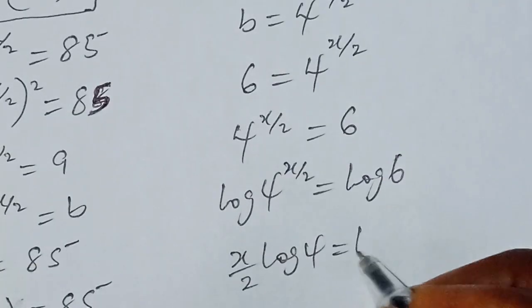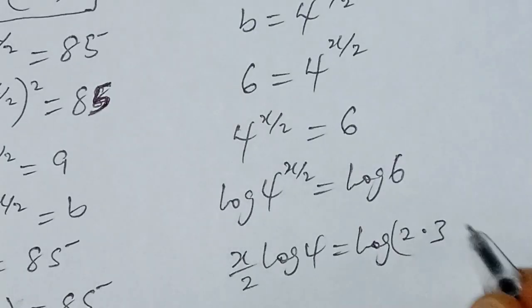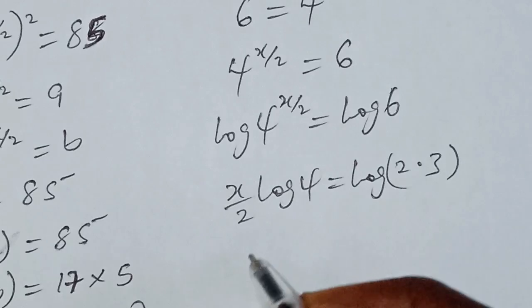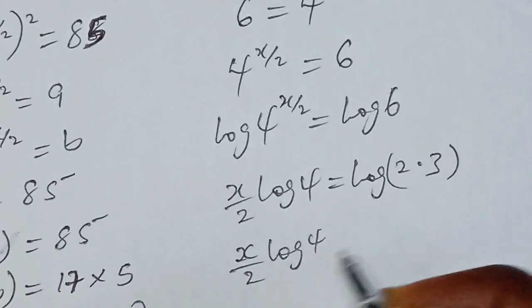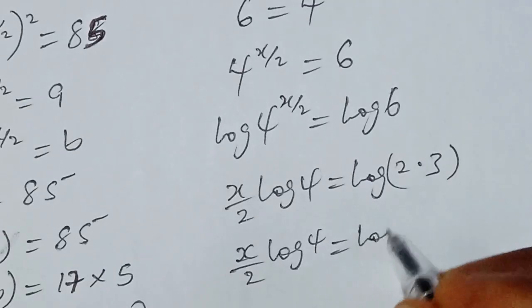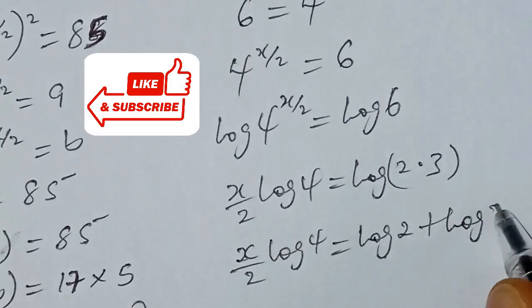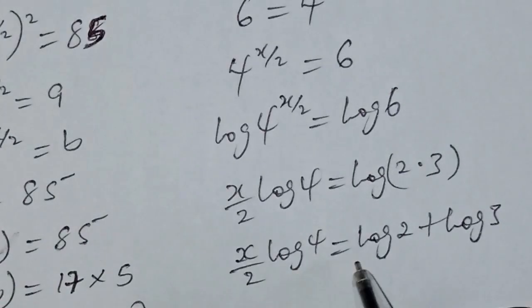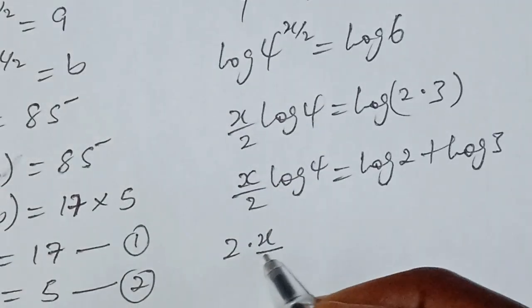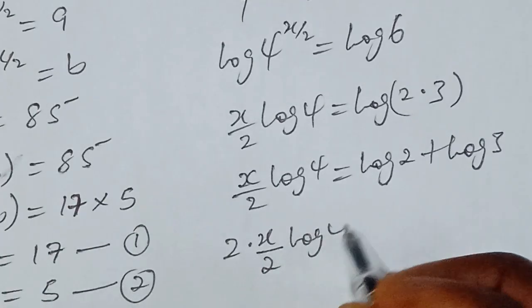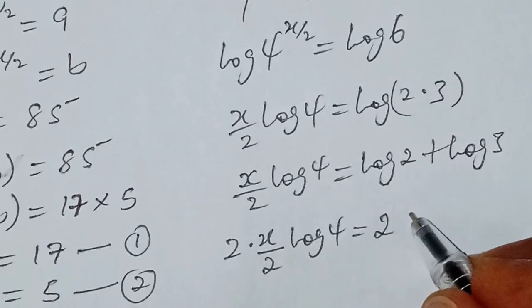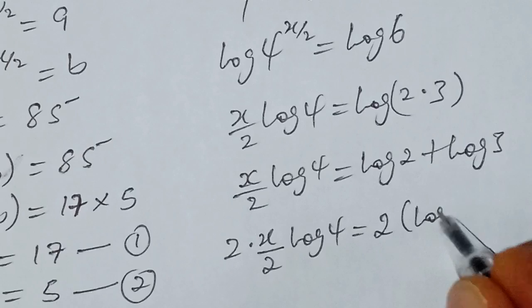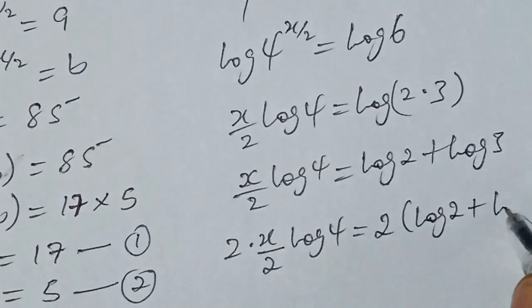And log of 6 can be simplified as log of 2 multiplied by 3. From here, we can write the right hand side as x over 2 log of 4 equal to log of 2 plus log of 3, considering the log identity. So that's what we use here. So from here now, we can multiply both sides by 2. Then we have 2 multiplied by x over 2 log of 4 equal to 2 times (log of 2 plus log of 3).